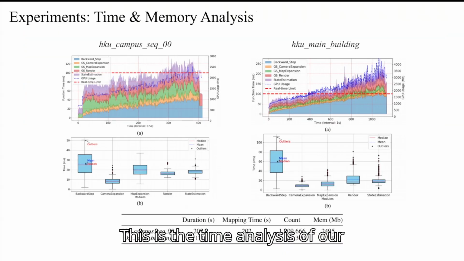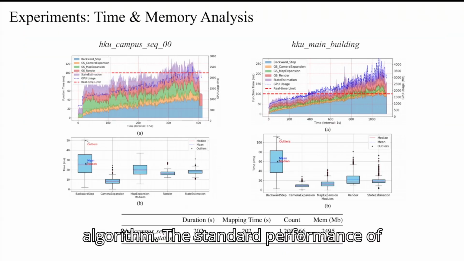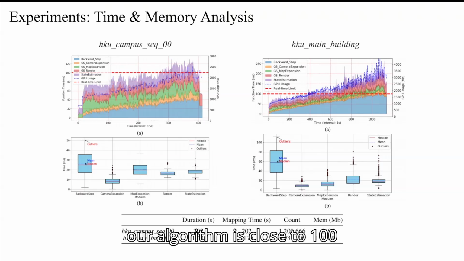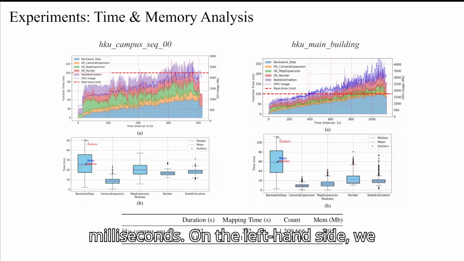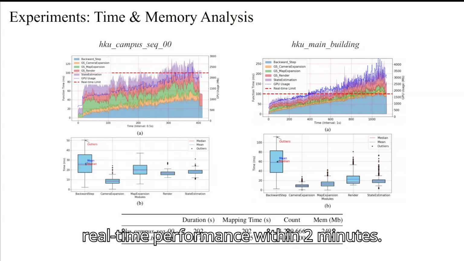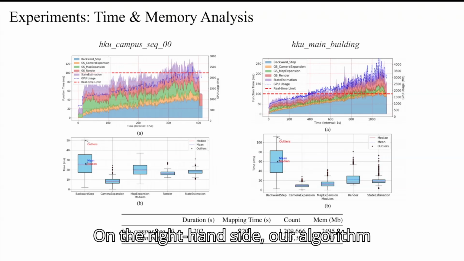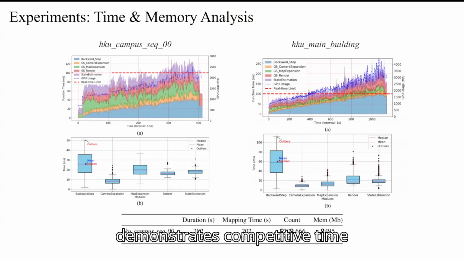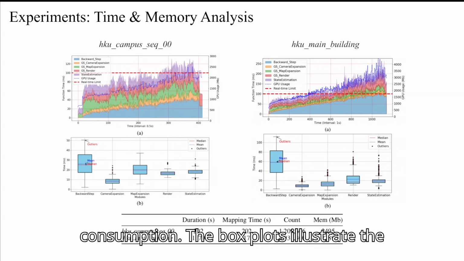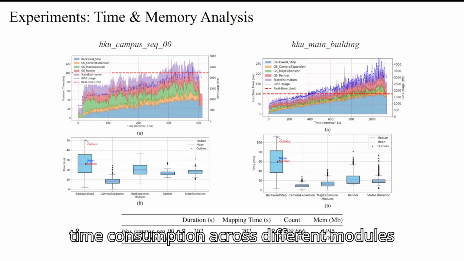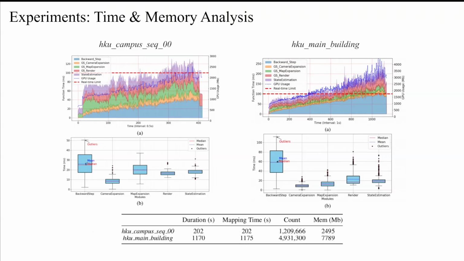This is the time analysis of our algorithm. The standard performance of our algorithm is close to 100 milliseconds. On the left-hand side, we can see that we can easily achieve real-time performance within 2 minutes. On the right-hand side, our algorithm demonstrates competitive time consumption. The box plots illustrate the time consumption across different modules of our algorithm.